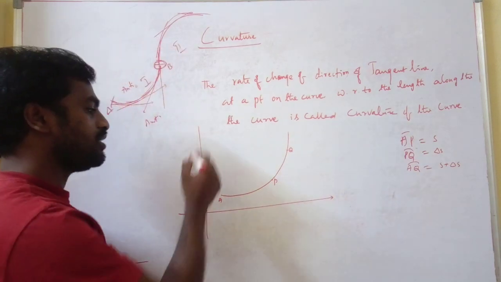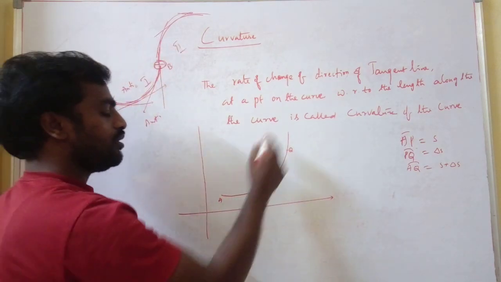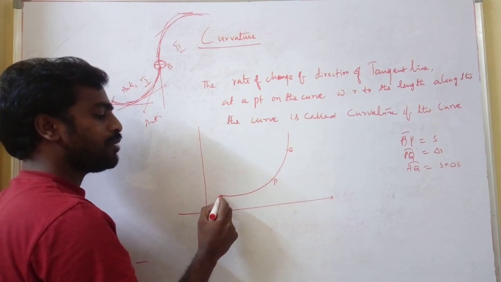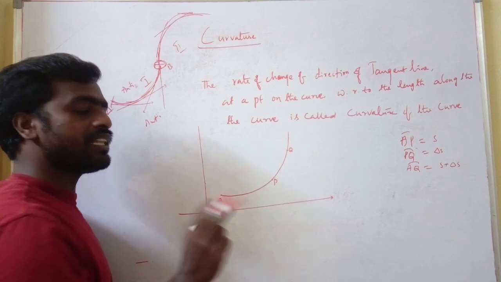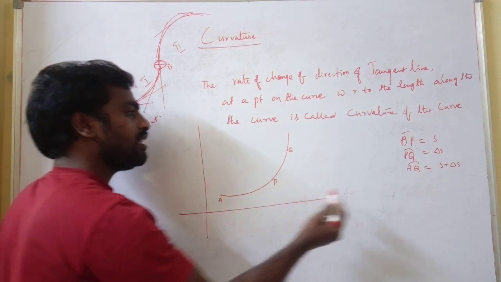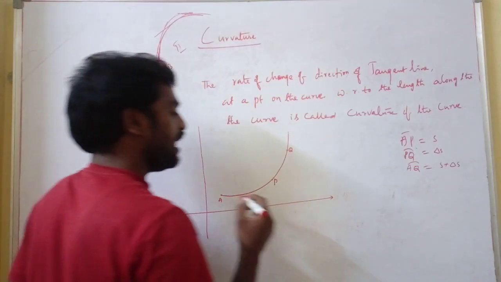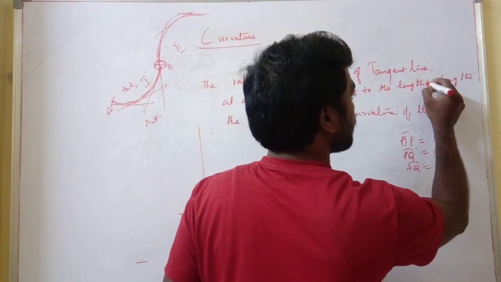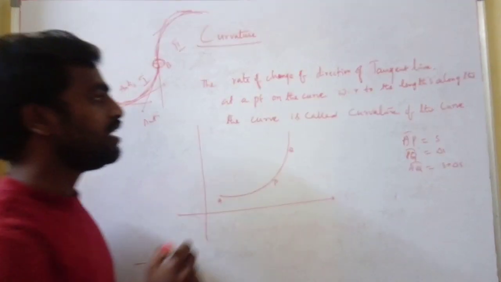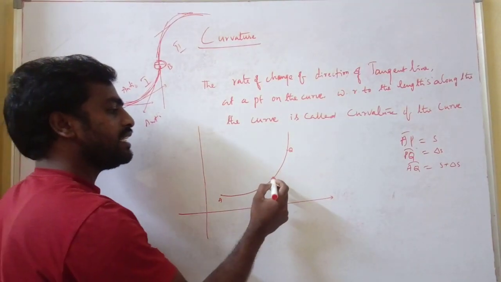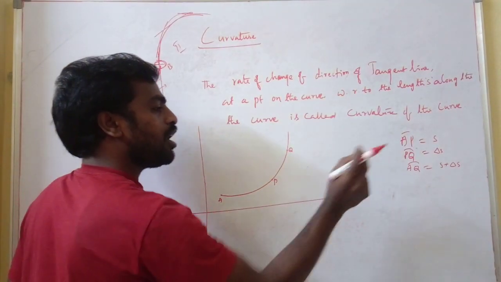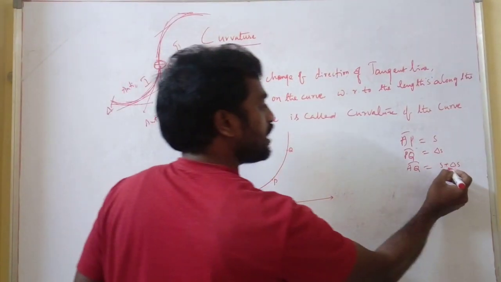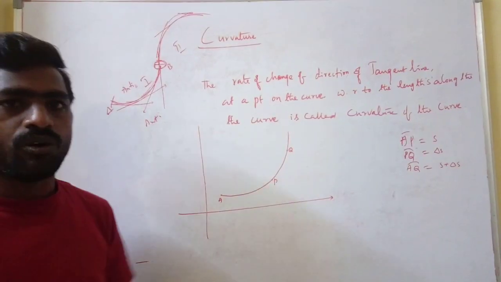So see here, geometrically, this is one curve. The length of this curve can be measured from point A, the initial point. A to P length I am indicating as S, the length S along the curve. P to Q length is a small piece, which I am indicating with delta S. Next, A to Q length is S plus delta S. It is clear now.